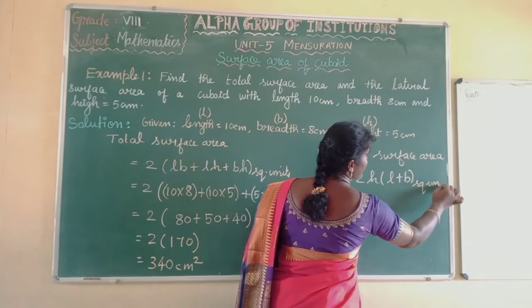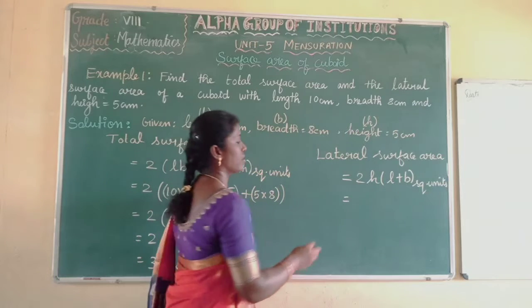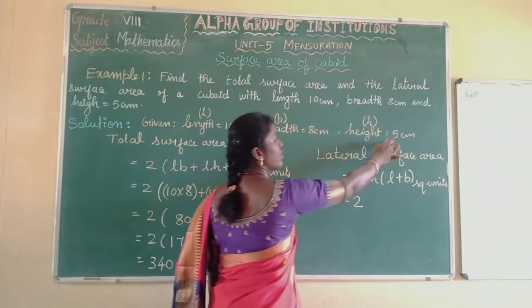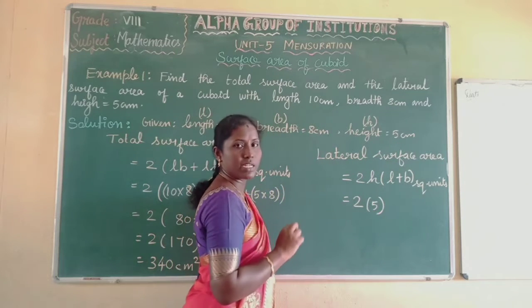into L plus B square units. So substitute the values of length, breadth and height here. 2, keep it as constant. What is the height in the given? 5. So 2 into 5. Instead of bracket, we can use the multiplication symbol also.